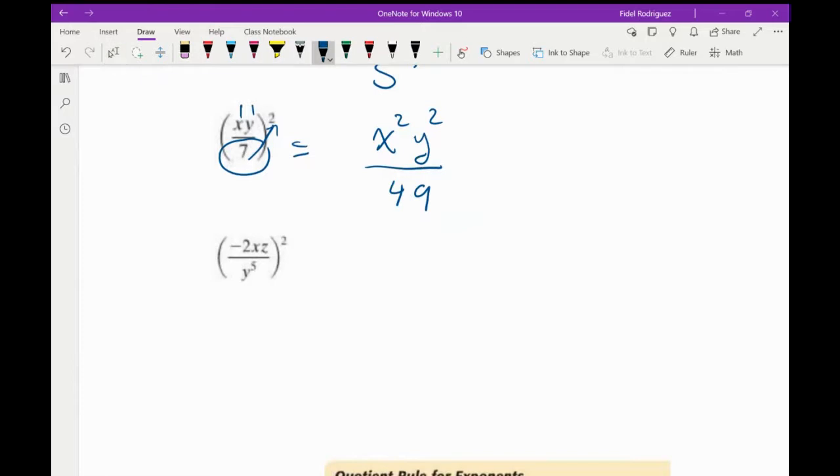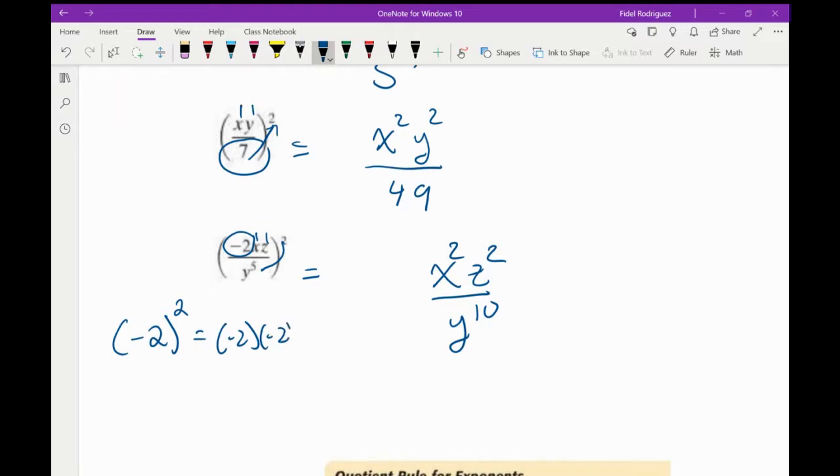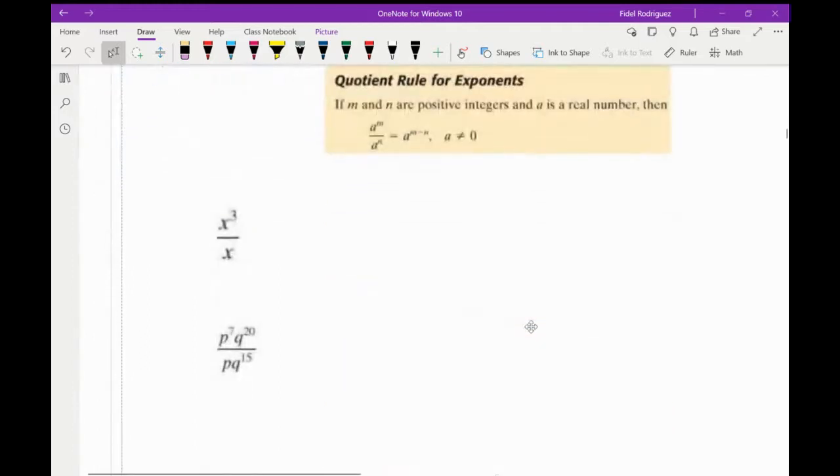Okay. And then same thing here. Remember, the power on my x is 1. The power on my z is 1. So this should be x squared z squared over y to the power 10, because I'm multiplying that exponent as well. And then again, look at this part right here, guys. It's in parentheses. Negative 2 being squared means a negative 2 times another negative 2. That's a positive 4, right? And it's on the top part of the fraction, and that's why I'm keeping it for the top part of the fraction. Okay. All right, so we're almost done here, guys.